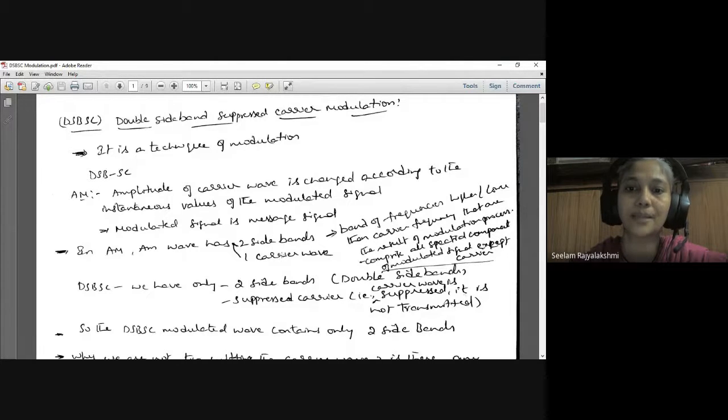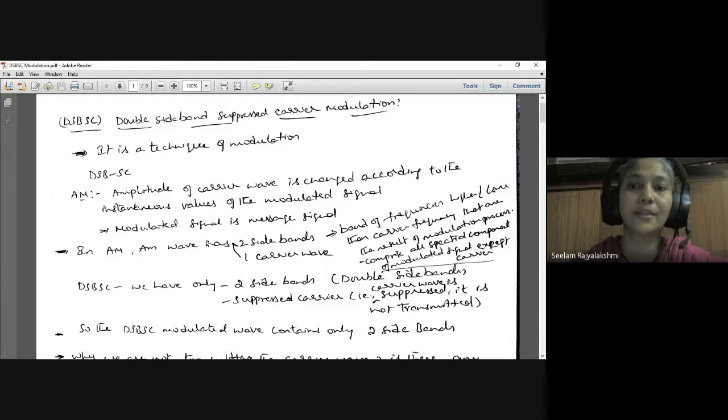These sidebands comprise all the spectral components of the modulated signal except the carrier signal. సో సైడ్ బ్యాండ్స్ లో కేరియర్ సిగ్నల్స్ తప్పించి అన్ని స్పెక్ట్రల్ కాంపోనెంట్స్ మనకి మాడ్యులేటెడ్ సిగ్నల్ లో ఈ సైడ్ బ్యాండ్స్ లో ప్రెజెంట్ అవుతాయి. A band of frequencies higher or lower than the carrier frequency that are the result of the modulation process, and it comprises all the spectral components of the modulated signal except the carrier signal.